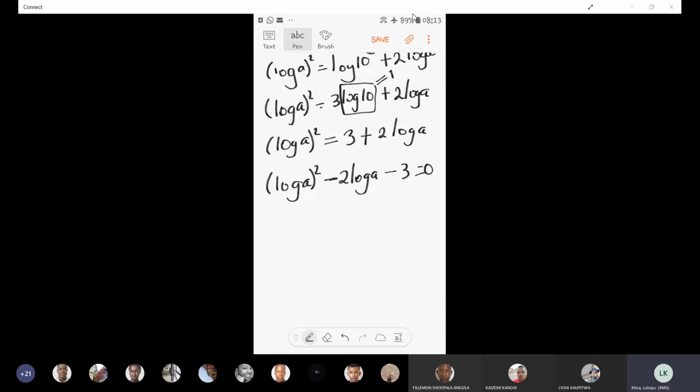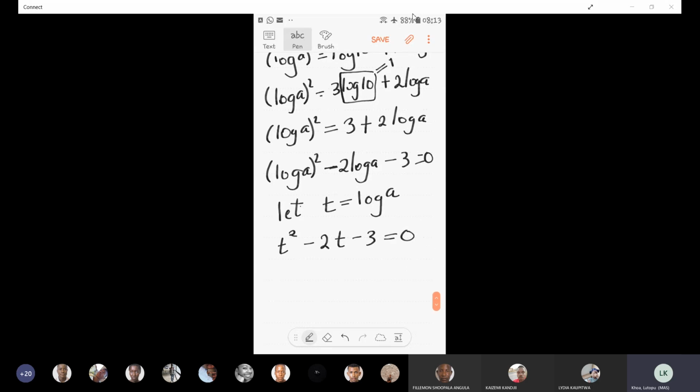Now I make the substitution. I can say let t equal to log of a. Okay, again, remember log a just means log base 10 of a. So this is t squared minus 2t minus 3, and then this is equal to 0.